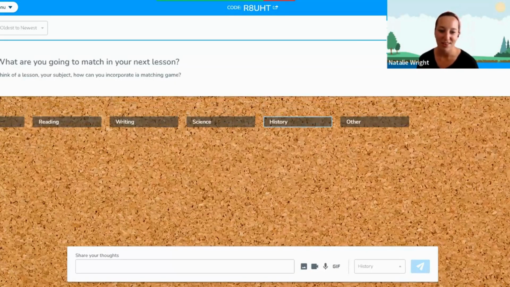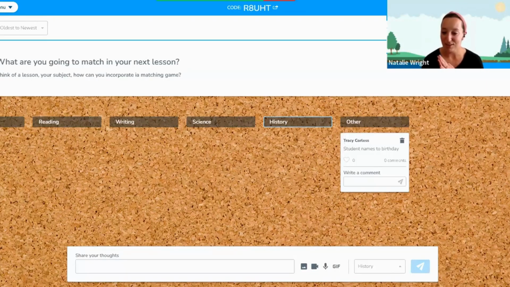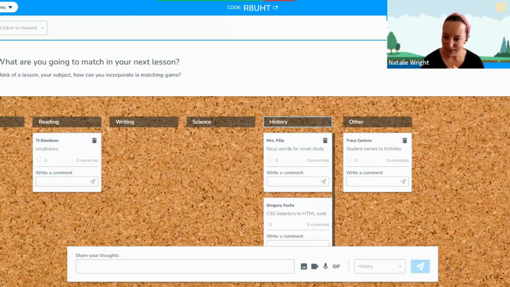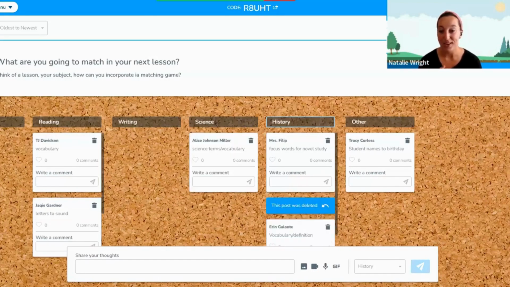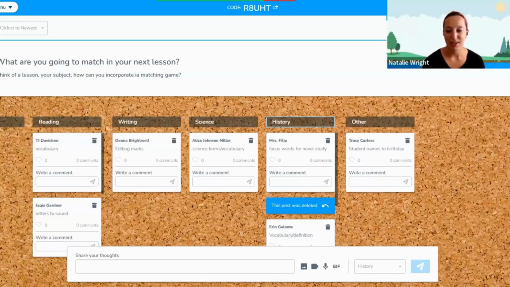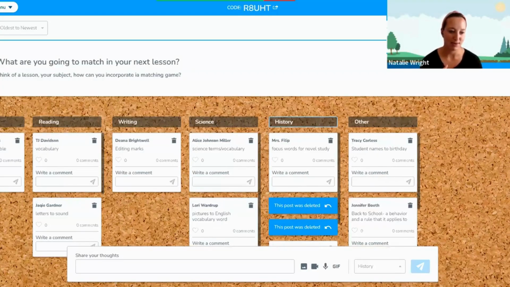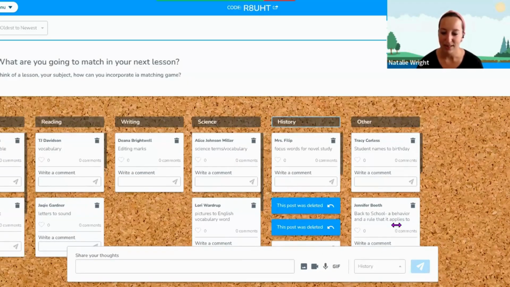Okay, another collab board. I love them. Okay, matching. How are you going to incorporate matching into your subject level? What could you match? What would your students like to match? Oh, that would be student names to birthdays. That would be fun. Or even like an icebreaker, student to just a fun fact about them. Or any fun back to school or icebreaker, that would be fun. Yeah. Oh, I love the back to school.